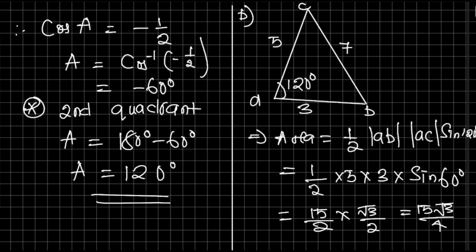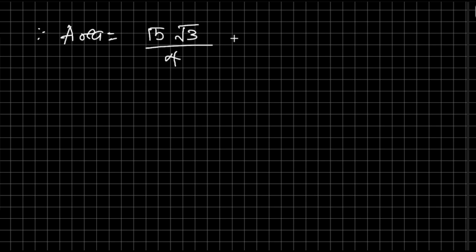So then we get our answer. Therefore, the area of the triangle is equal to 15 root 3 over 4 units squared. So that's what we have. This is how you solve that kind of problem.